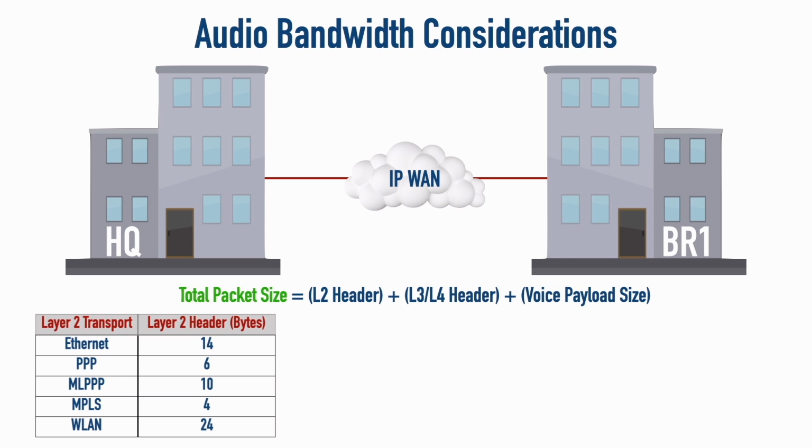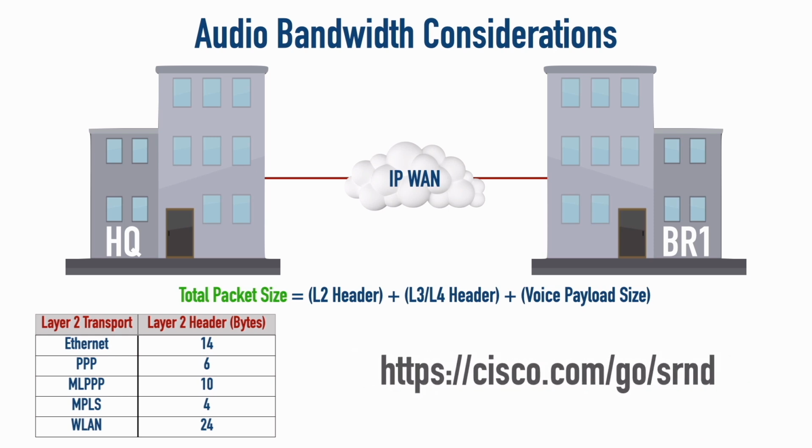And I said this was only a partial table. If you want more information, let me point you to that design guide. It's called the SRND. That stands for the Solution Reference Network Designs. And Cisco is continually updating and coming out with new SRNDs as they release new versions of the unified communication software. But you can always go to cisco.com/go/SRND and just go to the most recent SRND. That's where these values came from, and you can see a more comprehensive table there. So we can use a table like that to get our layer 2 header.